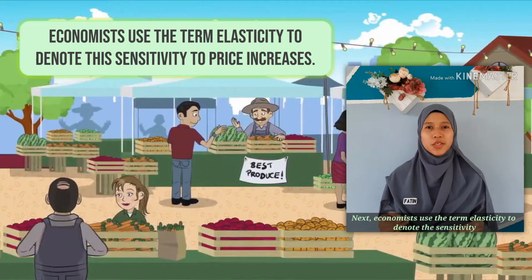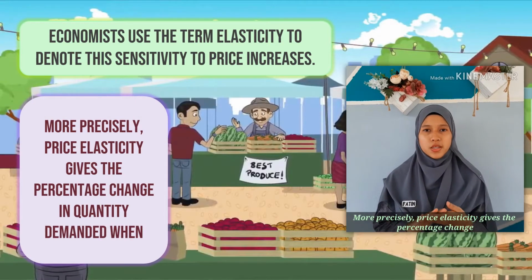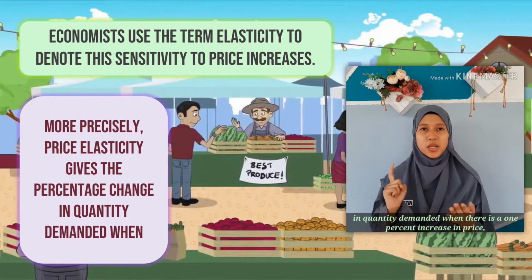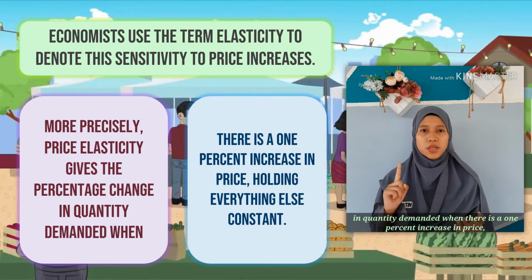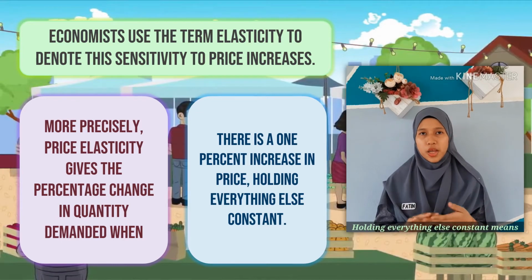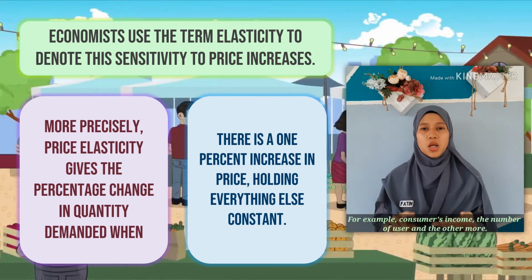Next, economists use the term elasticity to denote the sensitivity to price increases. More precisely, price elasticity gives the percentage change in quantity demanded when there is a 1% increase in price, holding everything else constant. Holding everything else constant means other factors that affect the demand will not change. For example, consumer income, the number of users, and more.